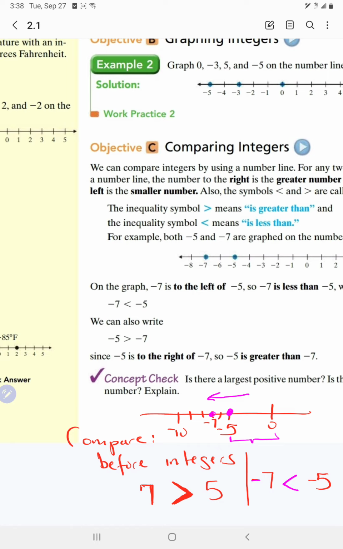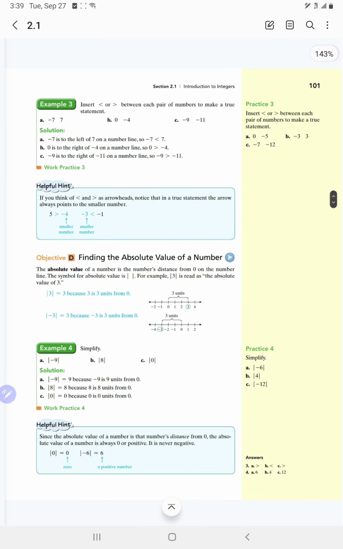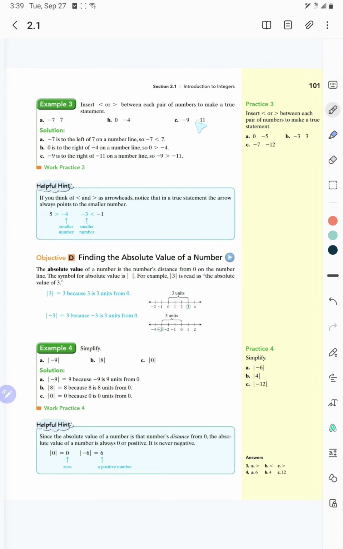Because of that, we need to go slow when we're working on exercises with integers. We need to go slow and think through in order not to make mistakes. Here are some examples comparing with solutions, and you can try this practice here. The answers are down here, to see your understanding of this concept.